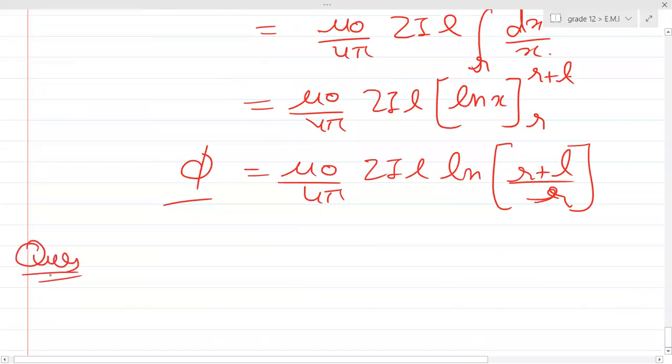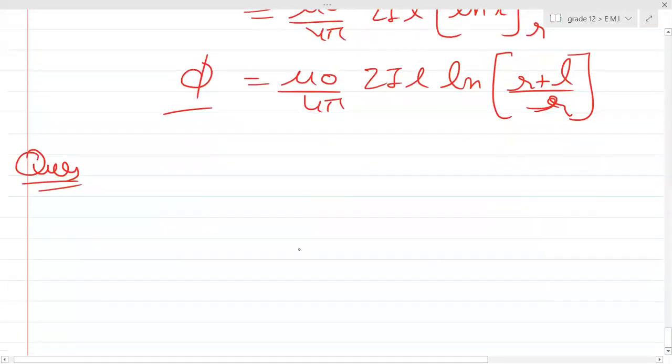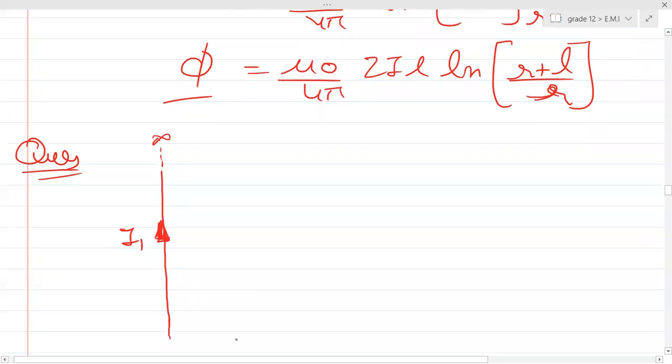Now next question. It's based on this question only, the result we got in this question. The next question is somewhat like this. There is a current I1 over here, and an infinitely long wire. At a distance r, there is a loop of width also r, right?